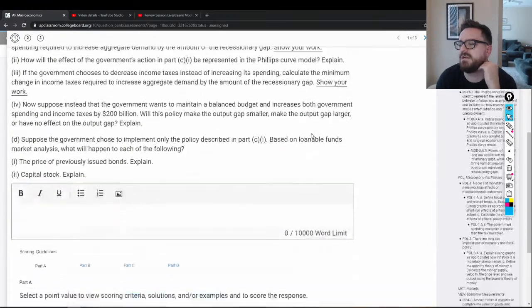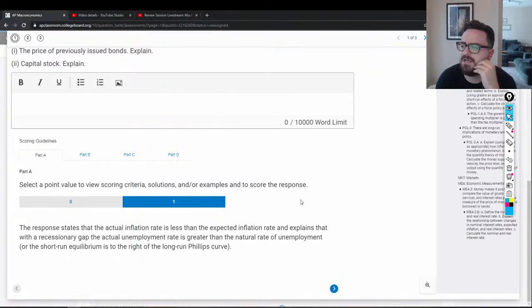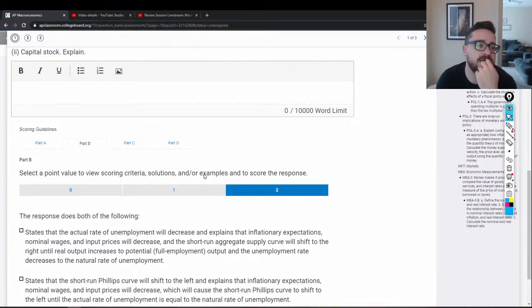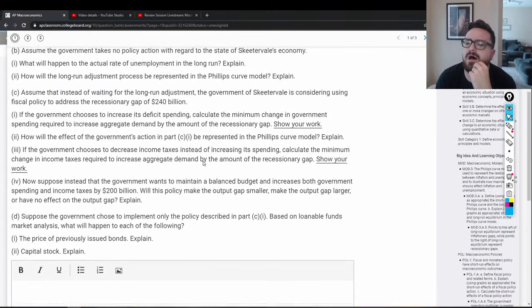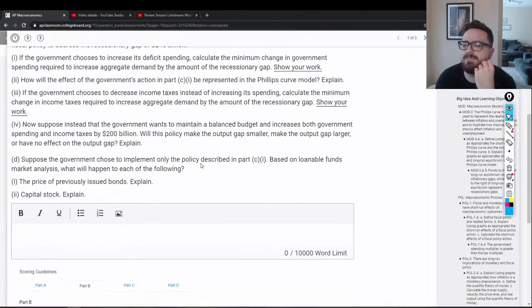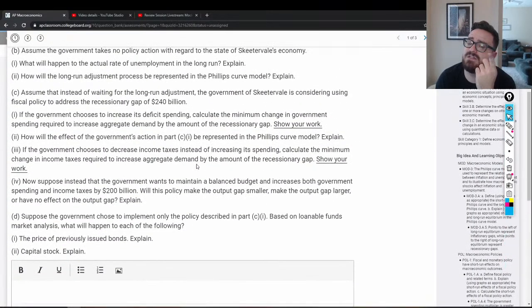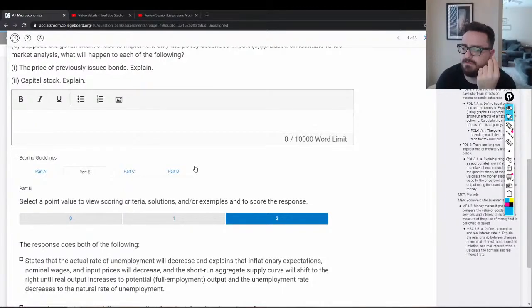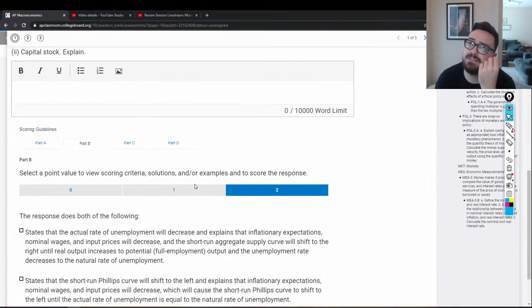So let's do that. For part A, it says that the actual inflation rate is less than expected because there's a recessionary gap. Yep, that's what I said. I said that thing was lower. You can't see my answers anymore, but if you go back in time, you can double check me. B, what will happen to the actual rate of unemployment? I said that in the long run, since there's a recessionary gap, unemployment should go down. Good, because I said that businesses will probably start to lower wages, hire more workers, ramp up their productivity to increase SRAS. Get back to full employment.